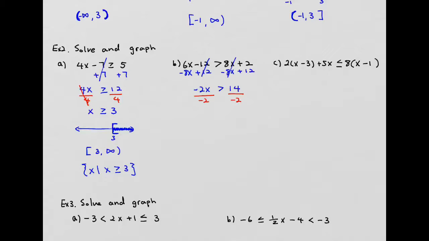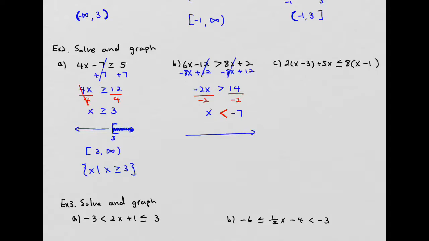Remember, whenever you're dividing or multiplying with a negative number, and right now that's what I'm doing, I use negative 2 to divide, right? Then you're going to flip your inequality. So your inequality is going to be less than, right? Because you divide with a negative number. And here you're going to have x by itself. That's going to be negative 7. So your solution is going to be x is smaller than negative 7.